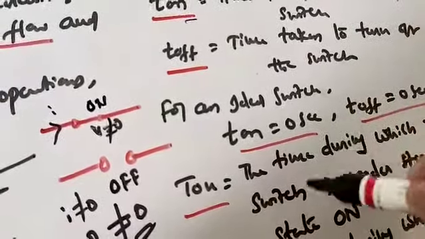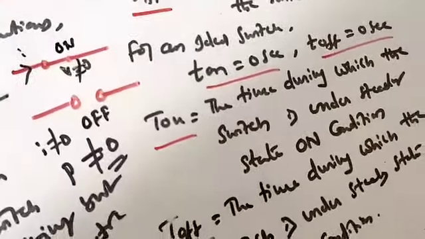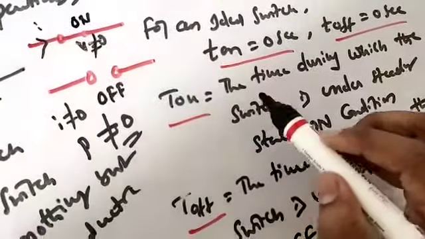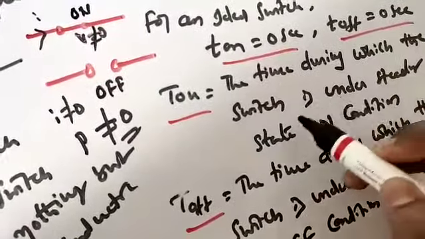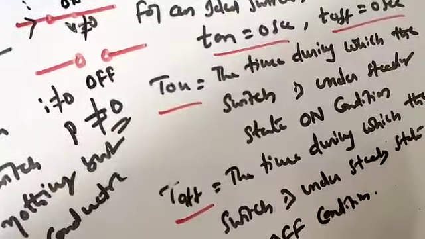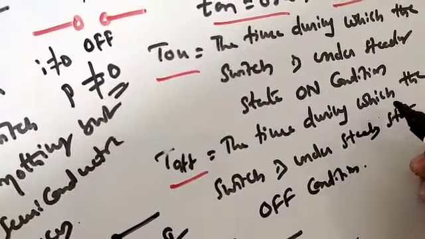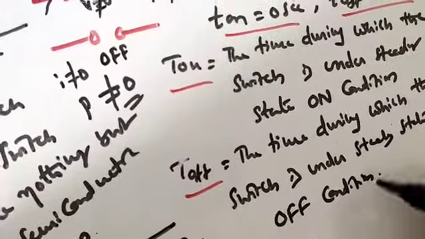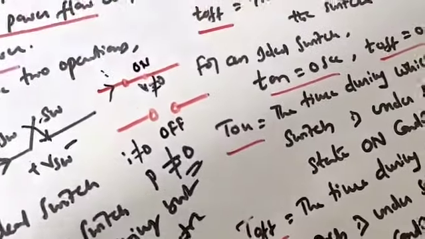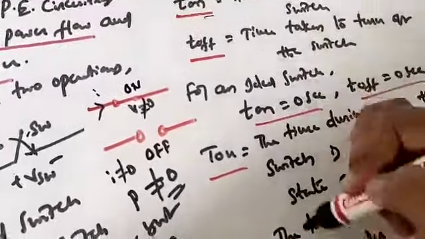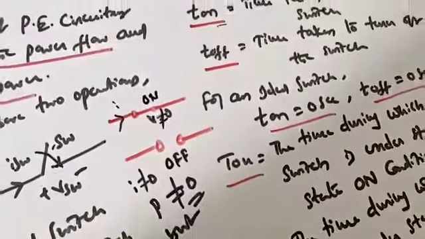We will be discussing this in later sessions. And capital T on is the time during which the switch is under a steady state on condition, and capital T off is the time duration during which the switch is under steady state off conditions. How we are going to analyze these four things, I'll be explaining now.